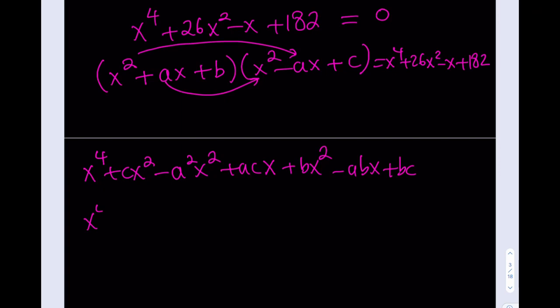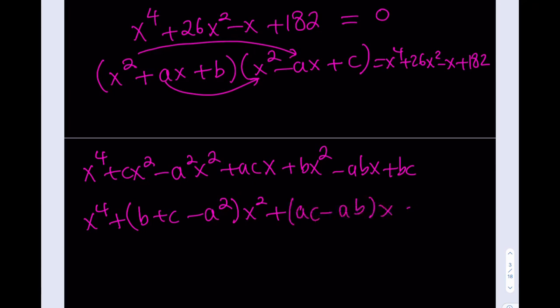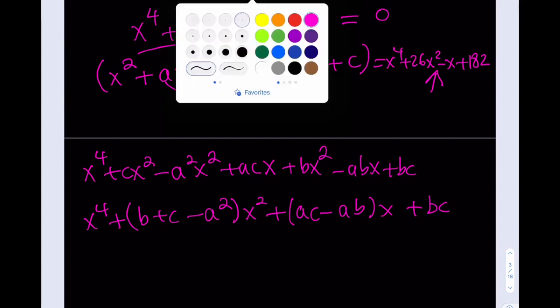So I get x to the fourth. For the x squared term, I'll be getting (b plus c minus a squared) times x squared. And for the x term, I'll be getting ac minus ab. And then my constant would be bc. Now, if you set this equal to this expression here, then you should be getting the following.